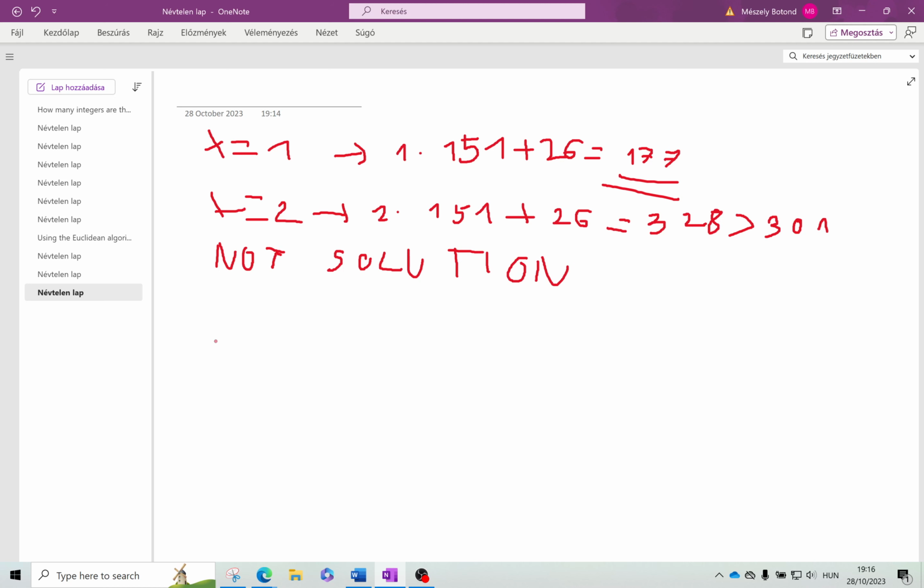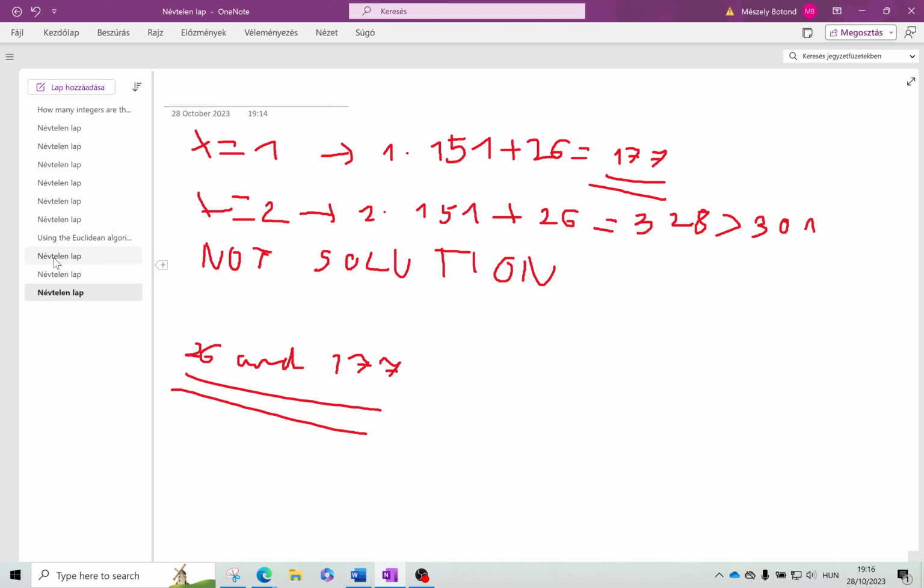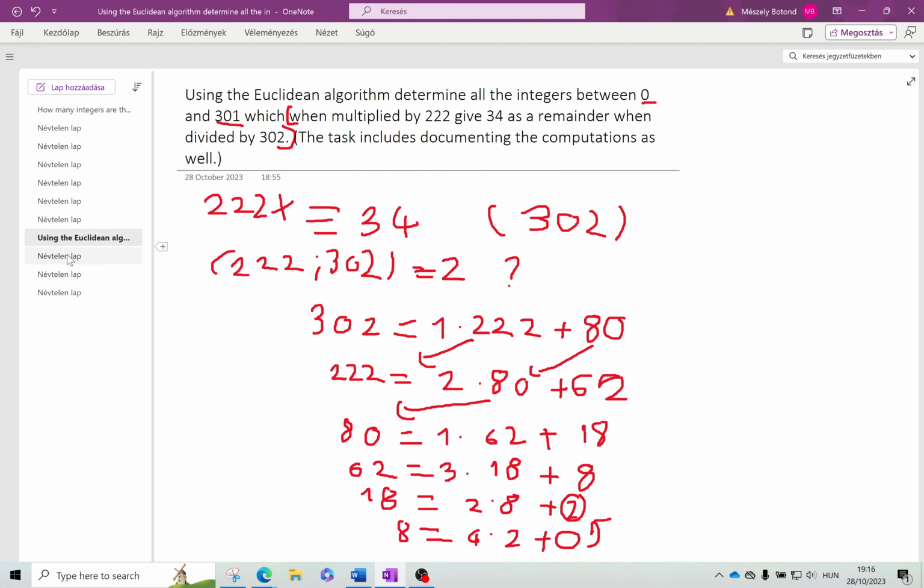So the final answer is 26 and 177. So yeah, what you need to learn, basically you need to learn the Euclidean algorithm. I will write down the formula for you in a minute.